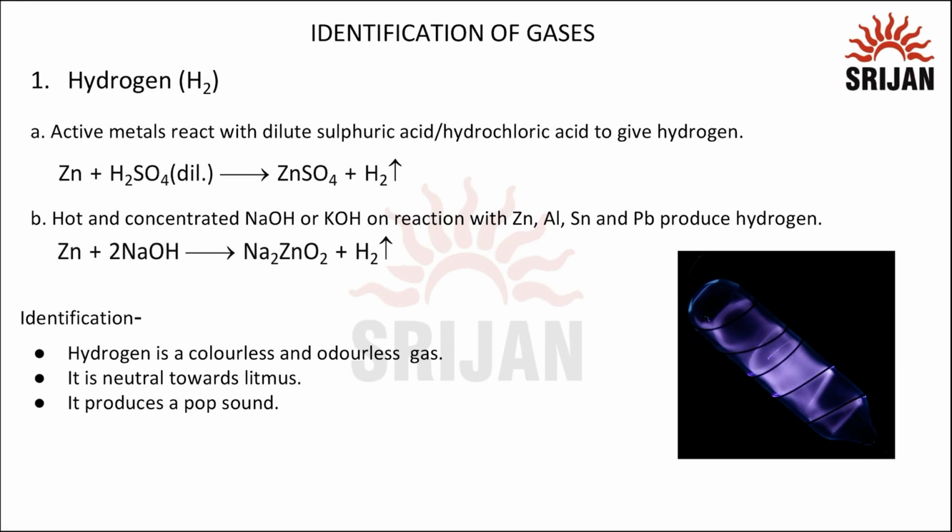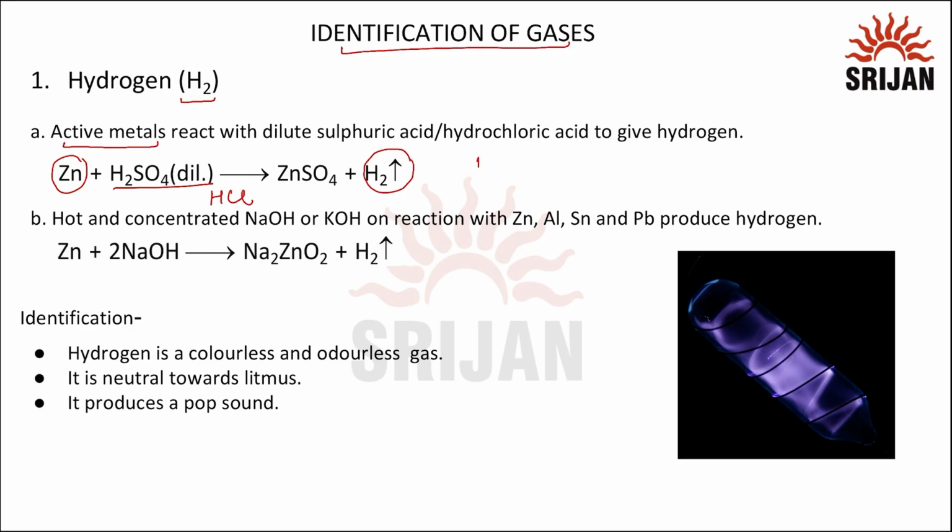In this video, we will learn about identification of gases. So the first gas is hydrogen and it is written as H2. Hydrogen gas can be produced with the help of active metals. Active metals are actually the metals which have very high reactivity. So whenever active metals like zinc react with dilute sulfuric acid or dilute hydrochloric acid, they produce hydrogen gas.